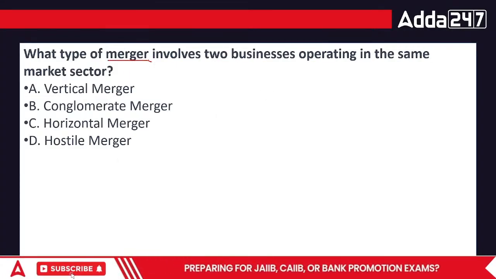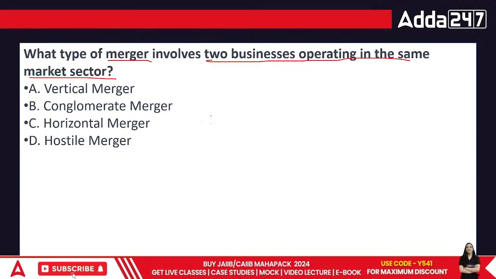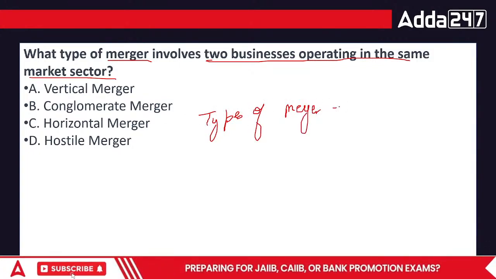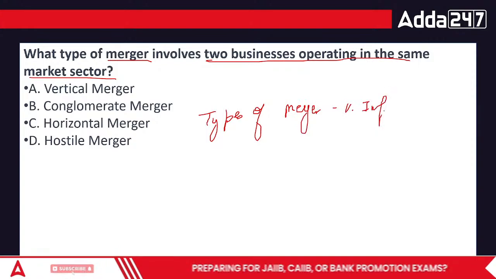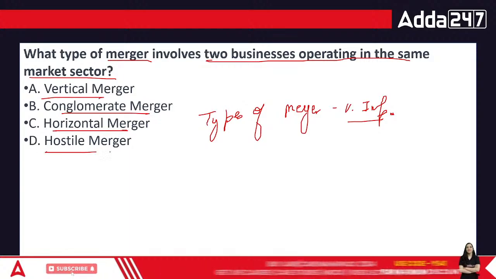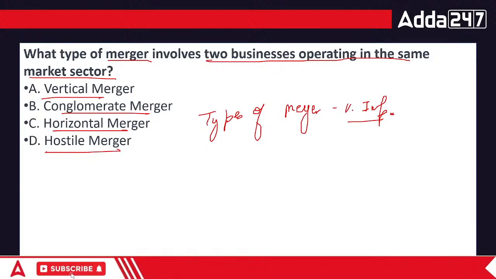What type of merger involves two businesses operating in the same sector? There are different types of merger. I strongly believe types of merger is very important for the exam. Vertical merger, conglomerate, horizontal or hostile. Hostile is one of the mergers that I've seen in the US a lot.